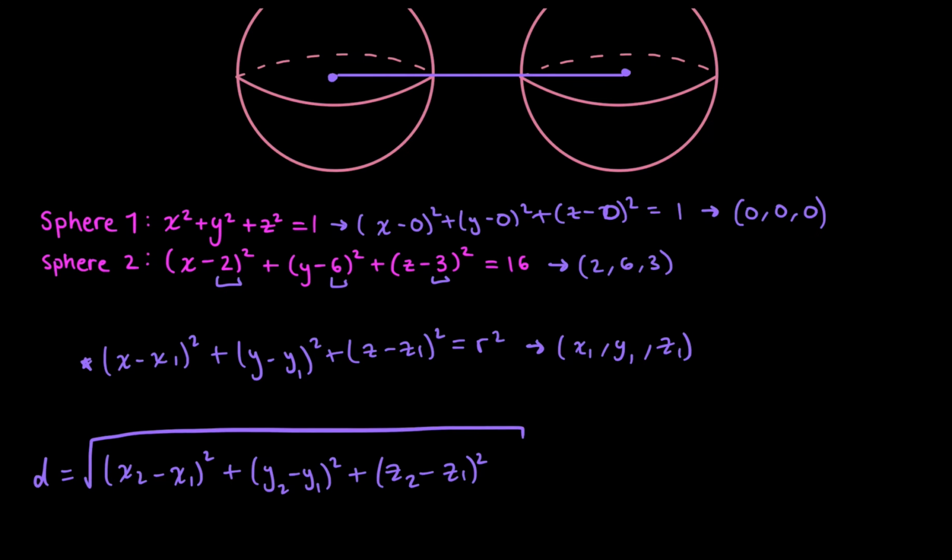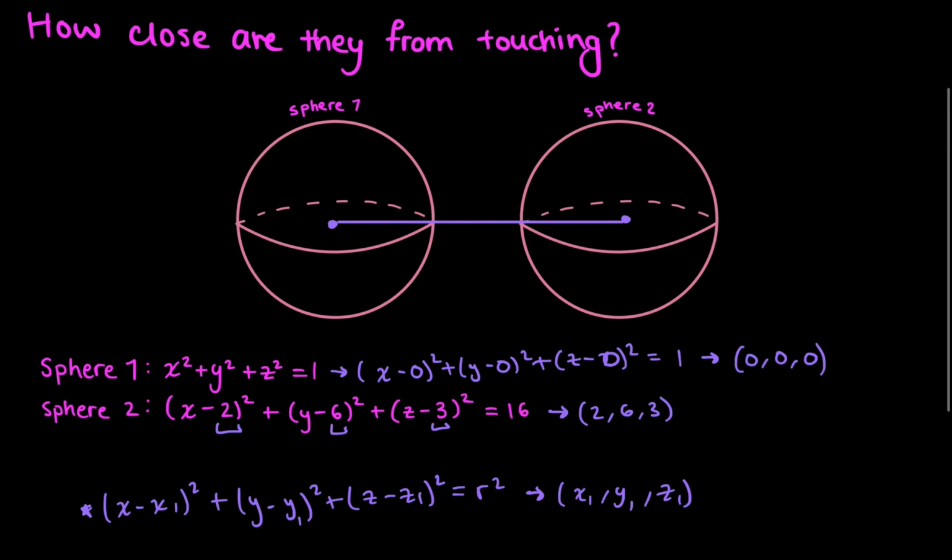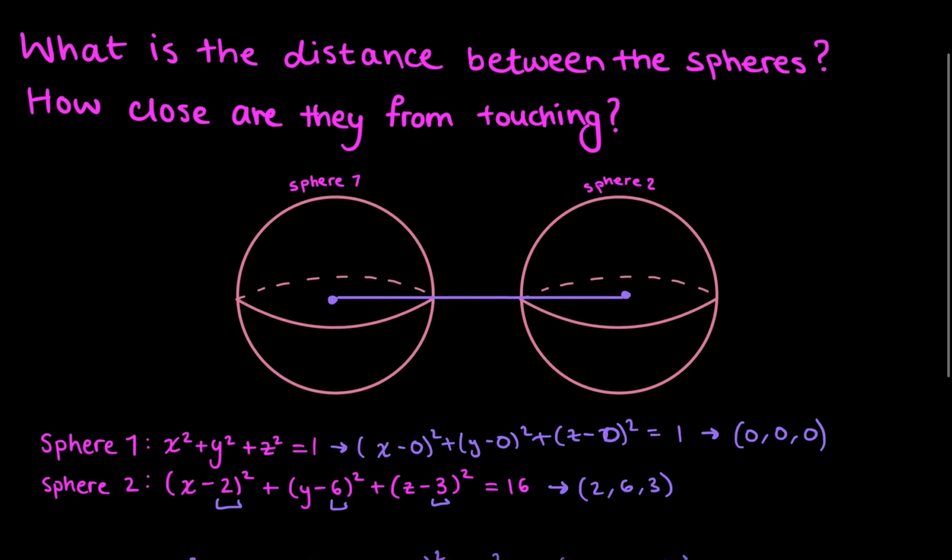Now, what's really nice about this problem is that sphere 1 is centered at the origin, so I just need to compute the center of sphere 2. So that would be the square root of 2² + 6² + 3², which is 4 + 36 + 9. The square root of 49 is just 7. And so I know that the distance between the two spheres is 7 arbitrary units of distance. So that answers the first part of the question.